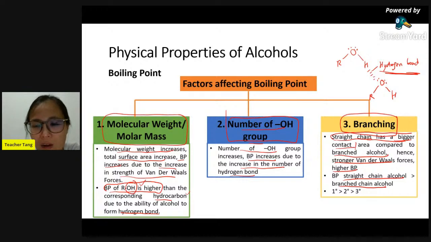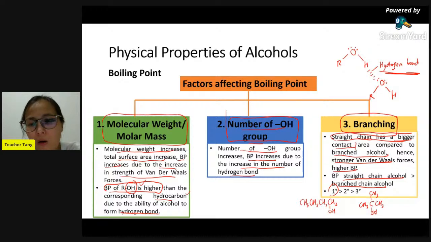So therefore, you will expect primary alcohol, so straight chain, to have higher boiling point compared to, for example, tertiary alcohol. So tertiary alcohol, because branching reduces the surface area in contact between molecules, so van der Waals forces are weaker, lower boiling point compared to the primary alcohol.